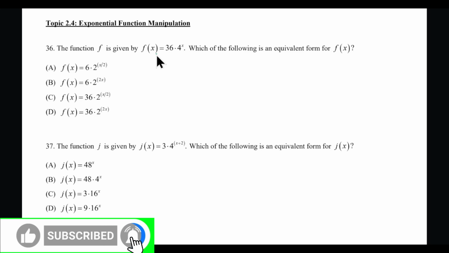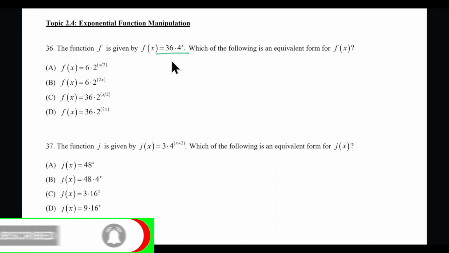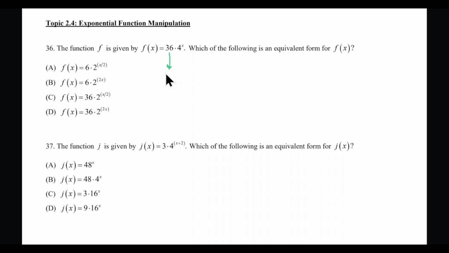So we need to rewrite the same question in another way. Okay. So if we keep the 36 as 36, can I write 4 as 2 square? And 2 square to the x is just 2 to the 2x, right? So it has to be option D.